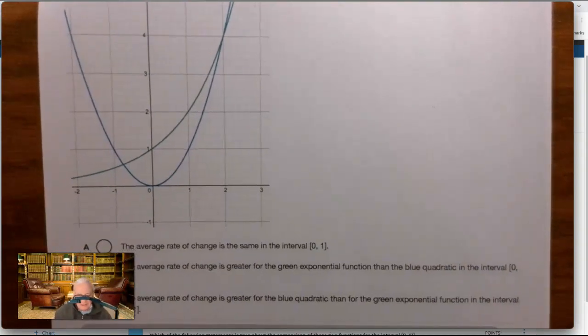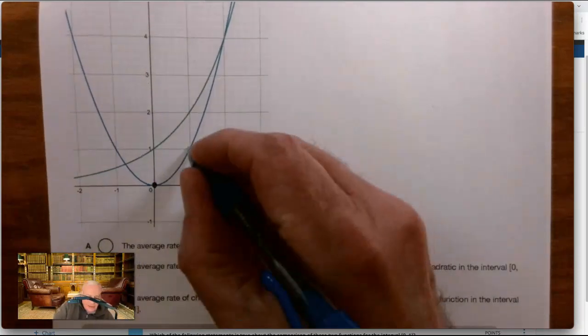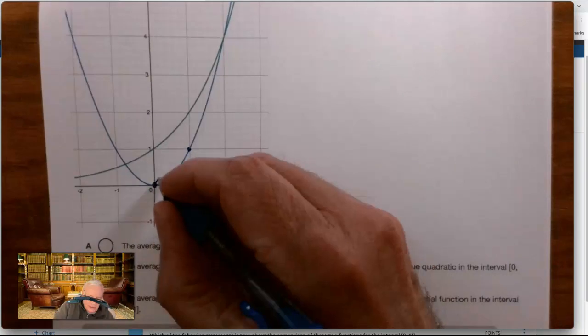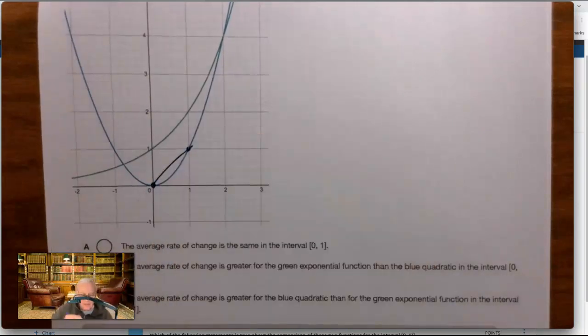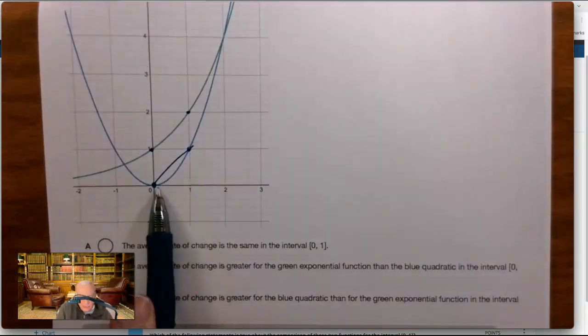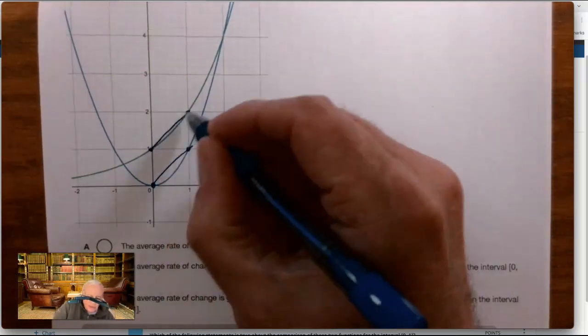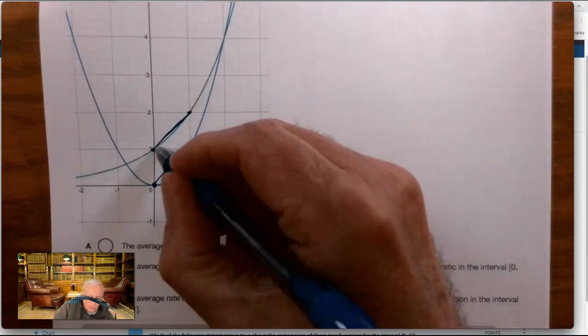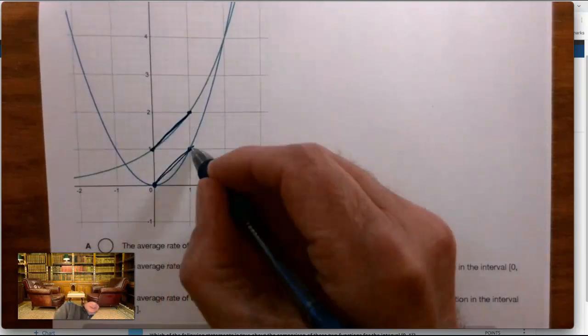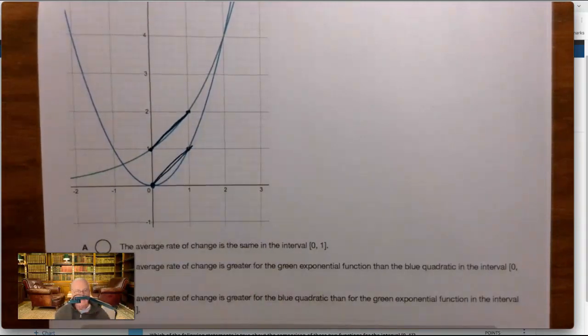All right, the next one, average rate of change. This is the interval between 0 and 1. So between 0 and 1. All right, the blue one goes from here to here. So that's up 1 over 1. That is a slope of 1 right there. Now the green one goes from 1 up here to 2 in the same interval from 0 to 1. This also goes up 1. It also has a rate of change of 1. The slope is 1 right here. The slope is 1 right here. They are the same. They are the same rate of change in that interval, okay? Let's keep going.